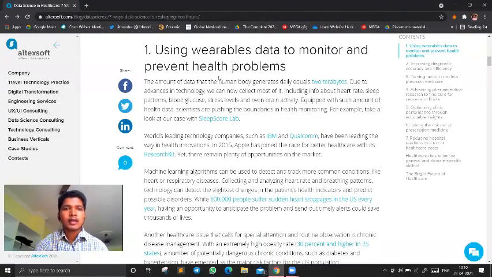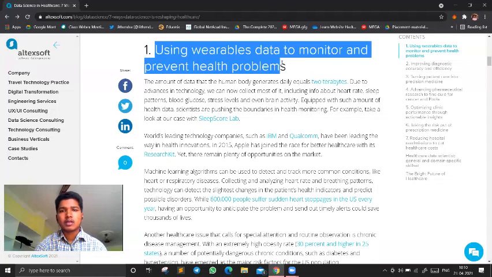Welcome back, guys. As I said, I'll show some uses and applications of data science in healthcare. These are some applications, means how it will be applied in healthcare.